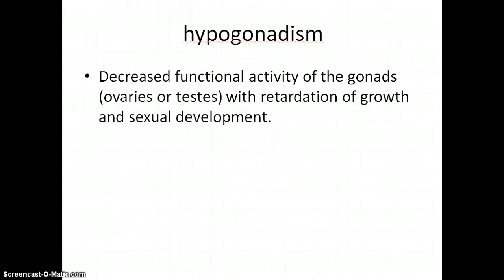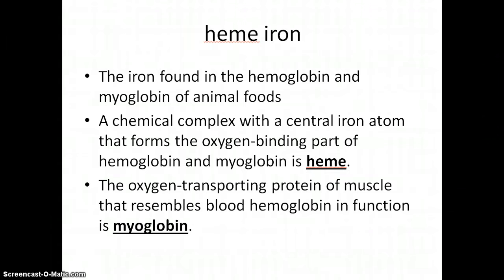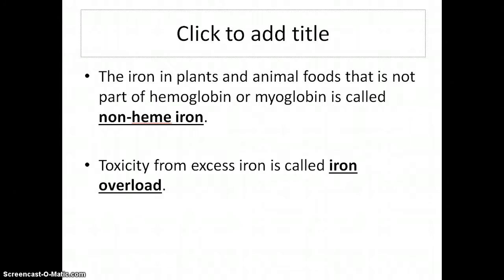Hypo, remember, is below. Heme iron is the iron that's found in hemoglobin and myoglobin in the animal foods. It is a chemical complex with a central iron atom forming the oxygen-binding part of hemoglobin and myoglobin, and that's heme. The transporting protein is myoglobin. Iron in plants is non-heme.